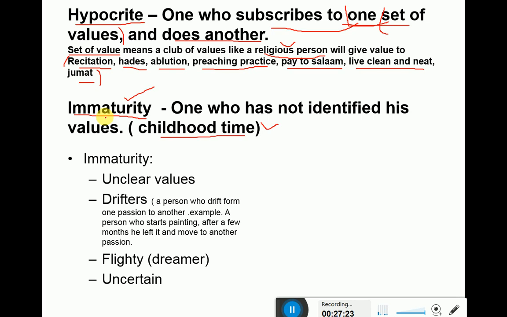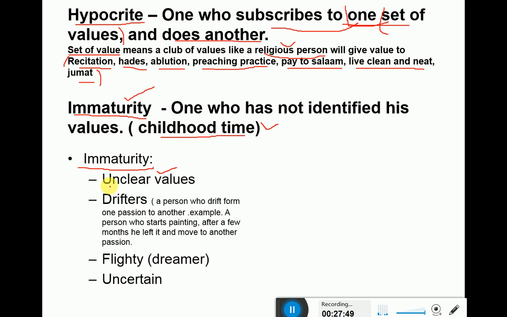Third thing is flighty. Flighty means a dreamer, someone who lives in the air. Sometimes they have no objective, they just do things, and don't know why they are performing such things. That person is known as flighty. For example, I have money but I don't know where to invest it. I buy luxury things, sometimes a car, sometimes a heavy mobile. It means that I'm a flighty person. I'm a dreamer. That is a sign of immaturity.